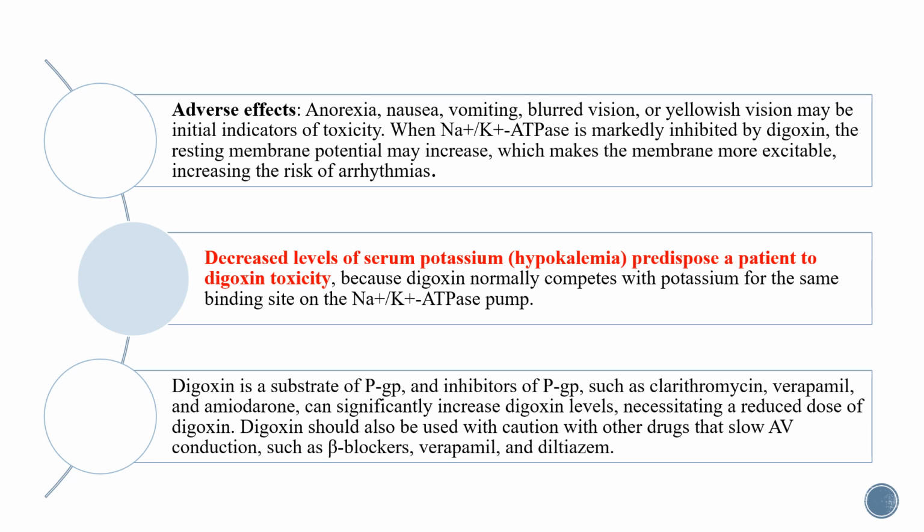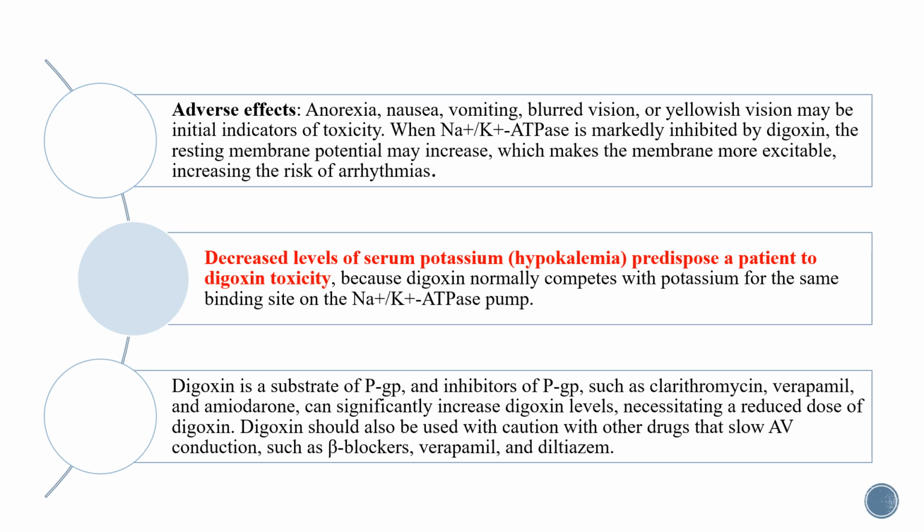So the adverse effects: anorexia, nausea, vomiting, blurred vision or yellowish vision may be initial indicators of toxicity. When Na plus K plus ATPase is markedly inhibited by digoxin, the resting membrane potential may increase, which makes the membrane more excitable, increasing the risk of arrhythmias. Then decreased levels of serum potassium, that is hypokalemia, predispose a patient to digoxin toxicity.